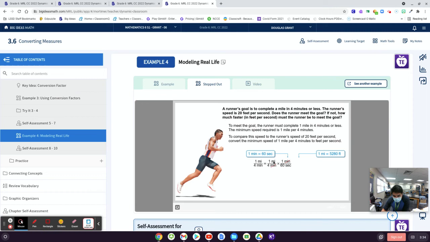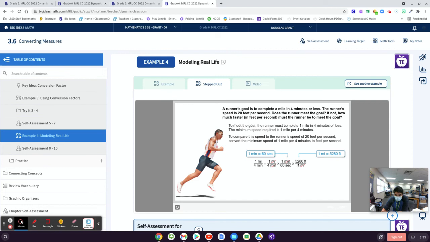we have 1 mile up here, we have a 4 down here, we have 60 seconds down here. So we have miles. We have to now convert miles to feet. So now we use this conversion factor. According to this, 5,280 feet is in 1 mile. So we write this conversion factor as a fraction. And then we can see that the miles cancel out.